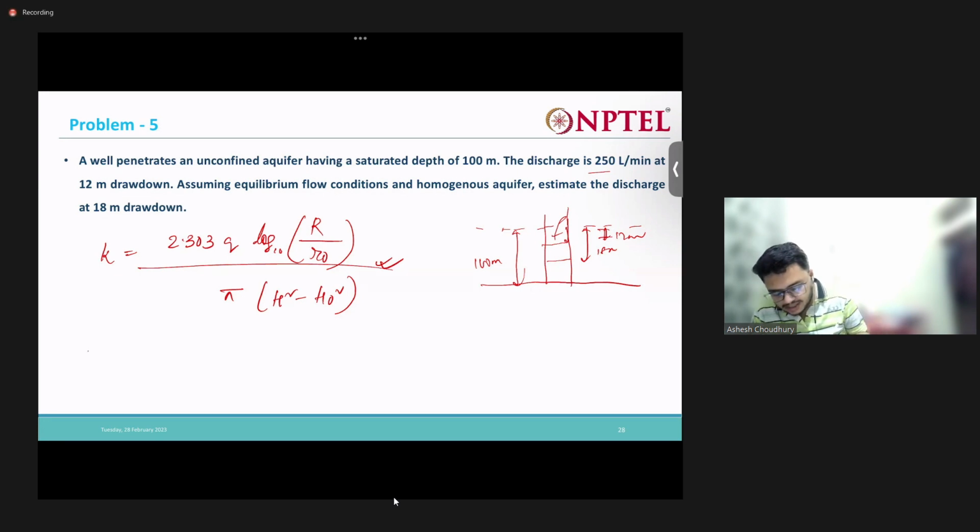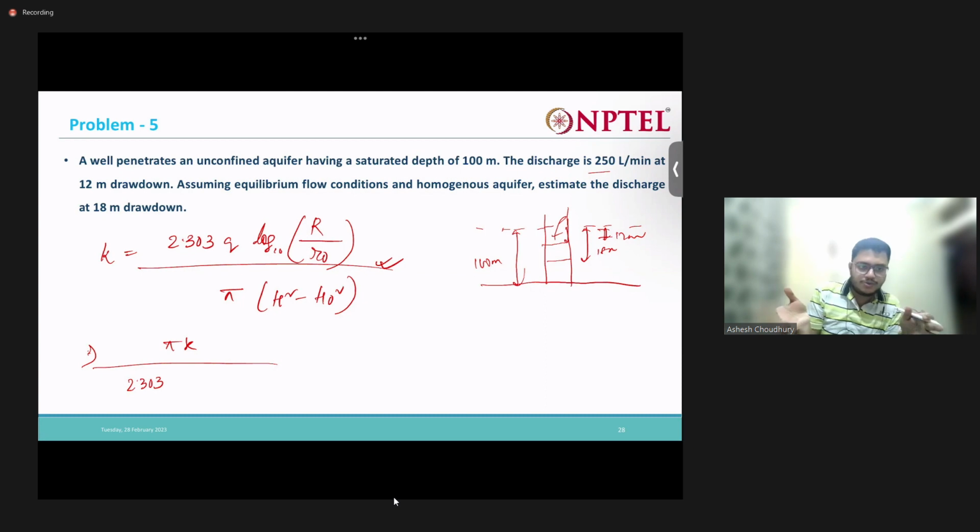Now, if we rearrange the terms, we can get pi into k by, and this is actually similar to the previous problem. So here also we will be representing the unknowns in terms of the knowns, and then using that to find the final answer. Exactly similar to that previous question. That one was the falling head test, and this one is an in situ test, the pumping out test. The tests are different, but the concept is the same.